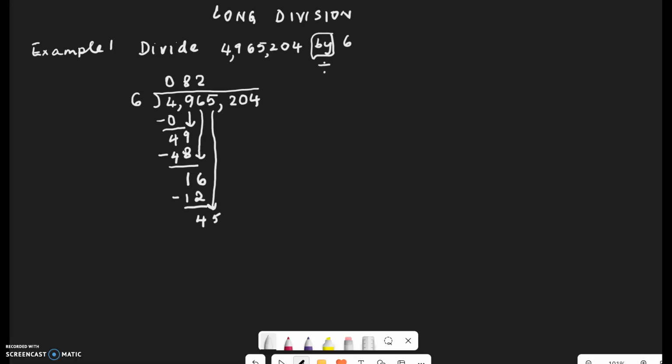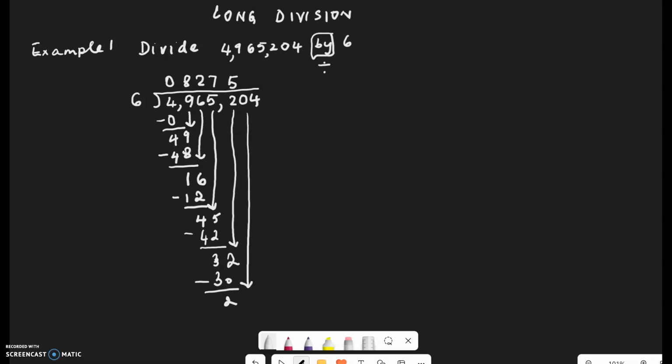6 8s are 48, which is too large. 7 6s are 42. Subtract to get a 3. That's the remainder. Pull the next digit down to get a 32. How many times does 6 go into 32? That goes 6 5s are 30 times. Subtract. The remainder is 2.